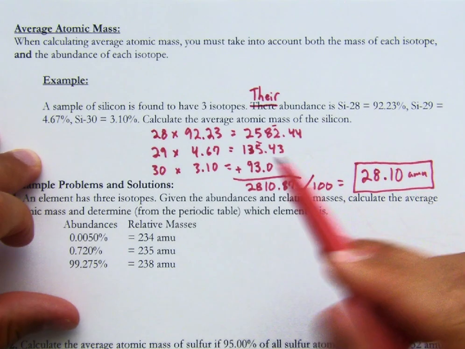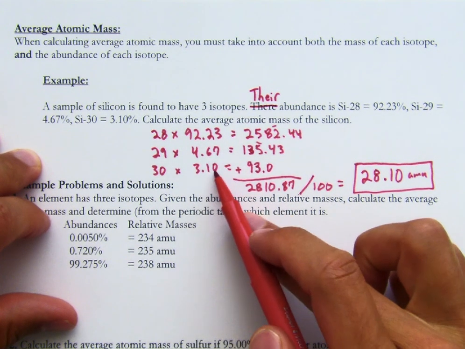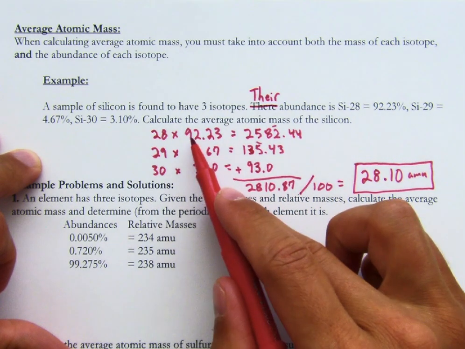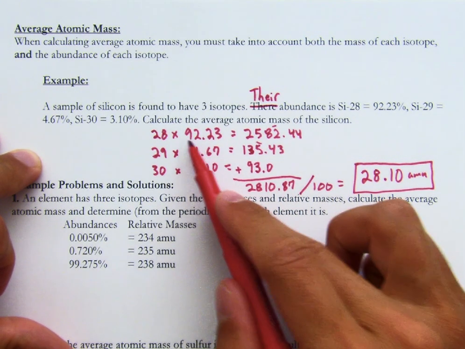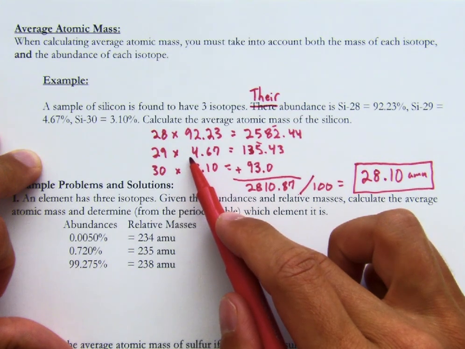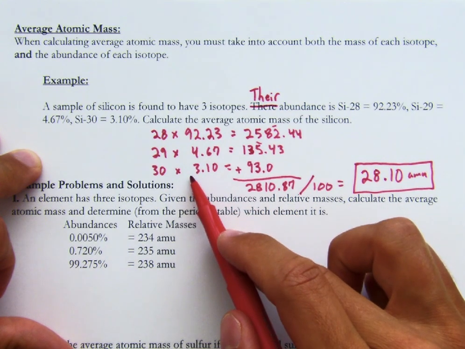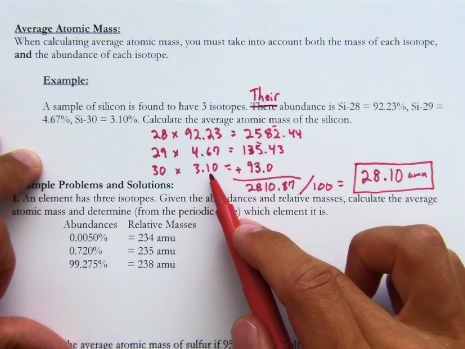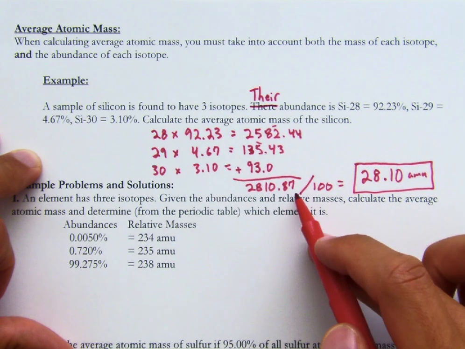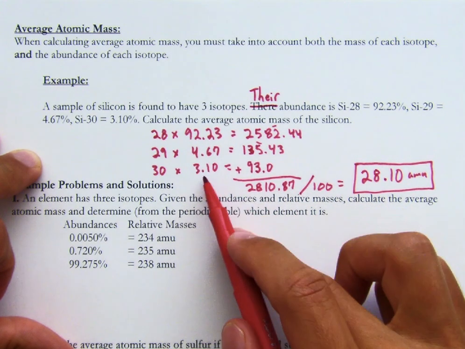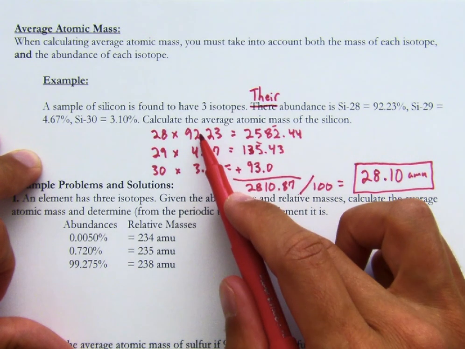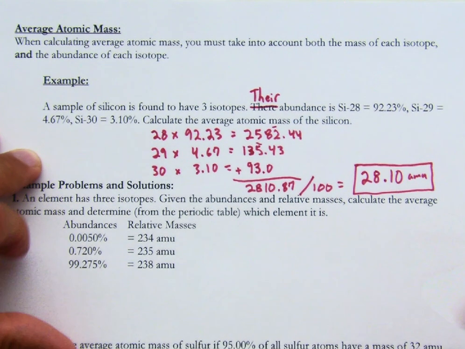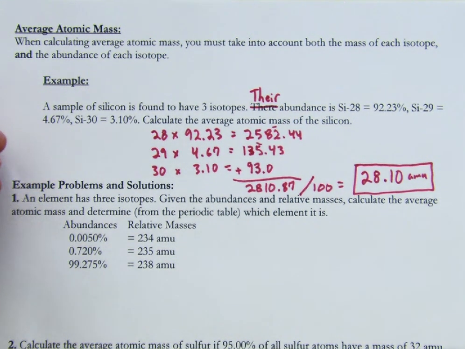Okay, now, in this, I left the percents as is, and then I divided by 100 at the end. You could have this as 0.92, and this as 0.0467 and 0.031. You can divide the percents by 100 at the beginning, and then you do the math and just add them together. Or you can leave them as is. So you're either dividing by 100 at the beginning, or you're doing it at the end. Either way, you'll get to the same answer. You can decide which one you want to do.